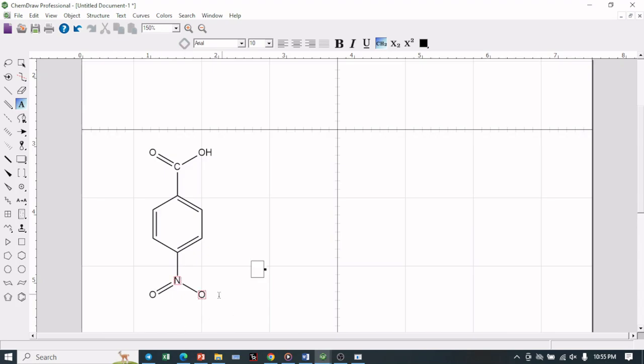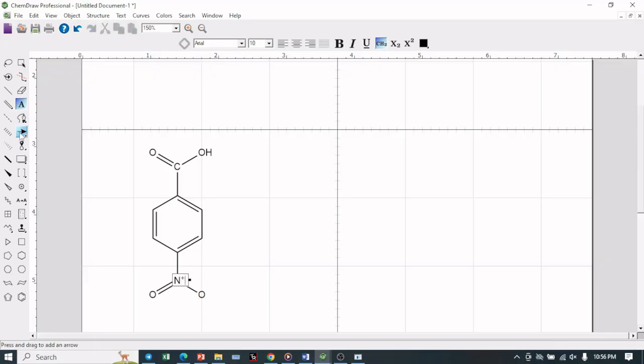After that you can see that there are red marks on the nitrogen and oxygen. That means this is not the correct structure. So we have to add the charges. Here on the nitrogen atom we require a positive sign. So click here, and after inputting the nitrogen, just input the plus sign from your keyboard.